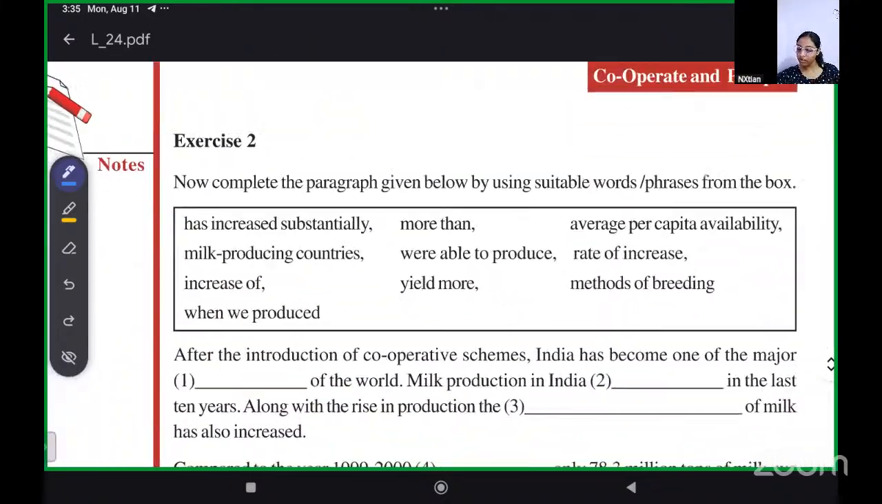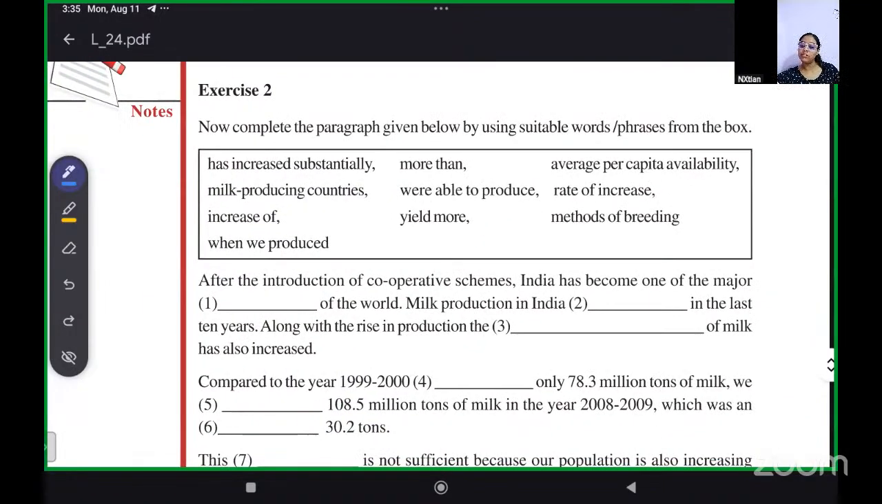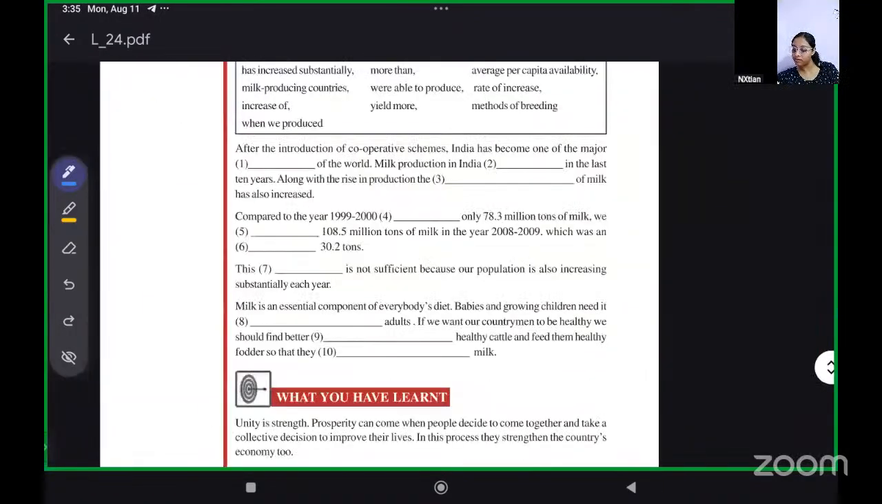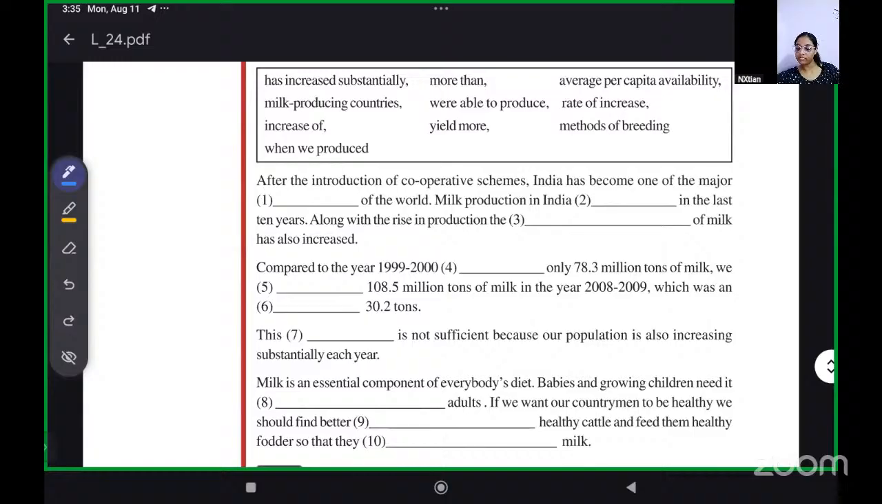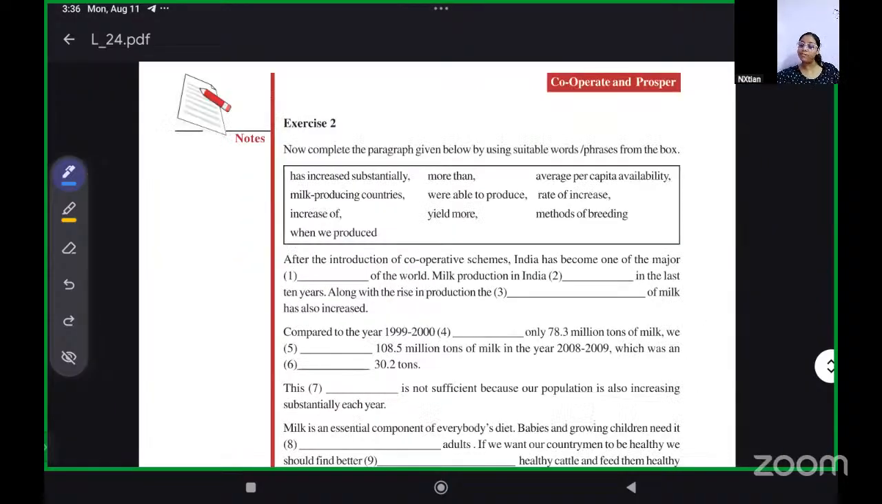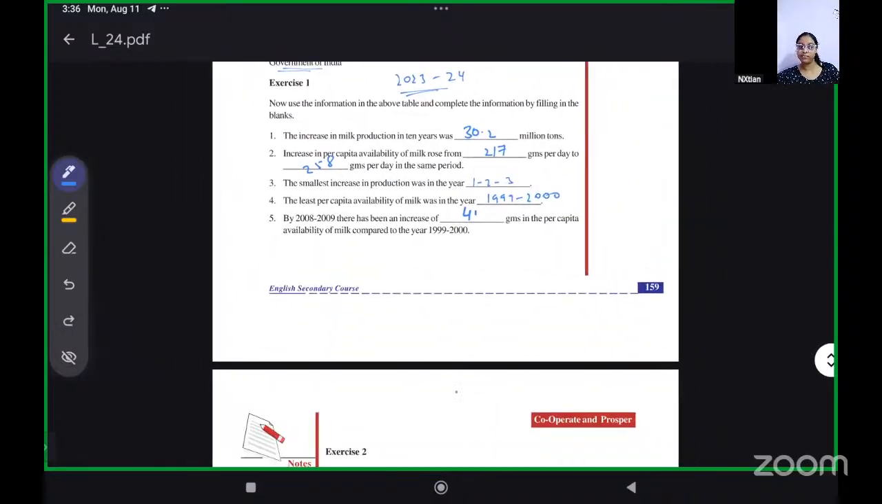Now complete the paragraph by using suitable words and phrases from the box. Can you do it? Ma'am, should we find the production of milk or per capita availability of milk in grams per day for 2023-24? Production of milk. Okay.